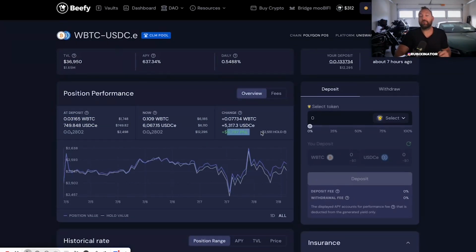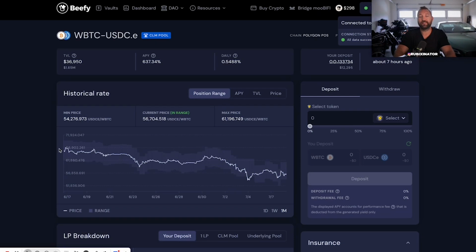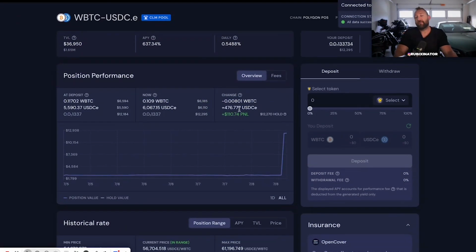This is, again, not accurate, so be aware. Beefy is a little glitchy. I'm not up $9,000, but if I refresh it, it'll probably show a realistic number. There we go. I'm up $110. What's really cool is it compares it to what if you just held.